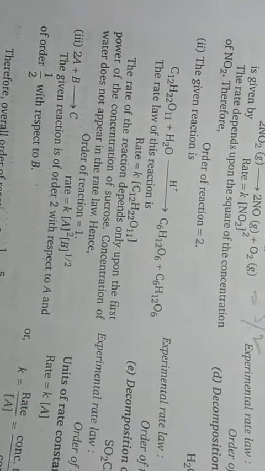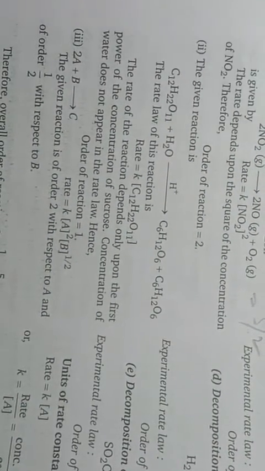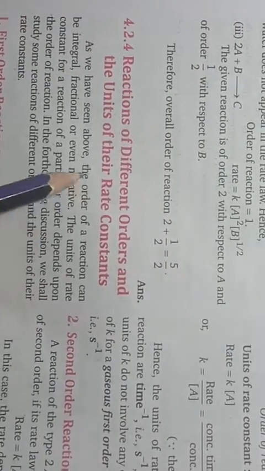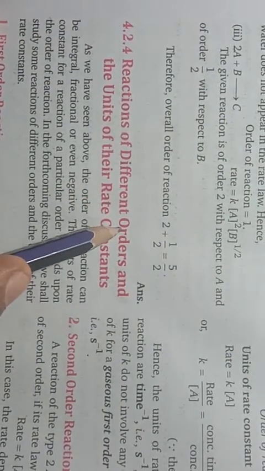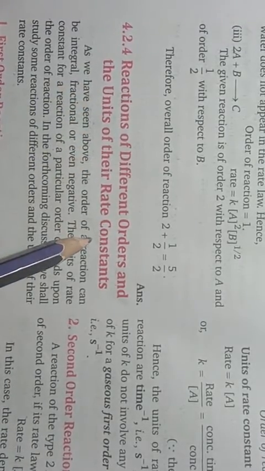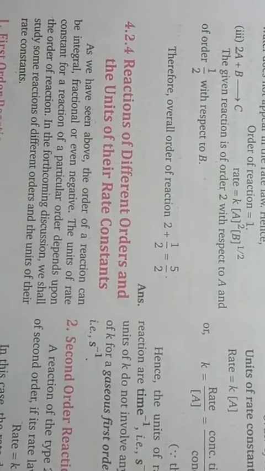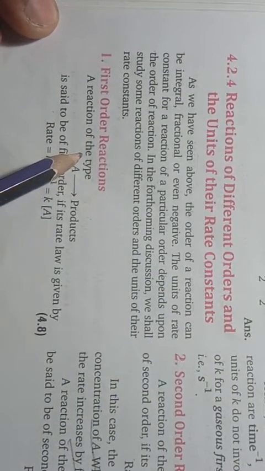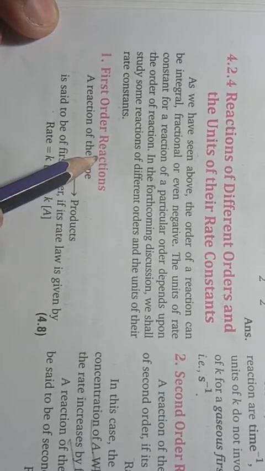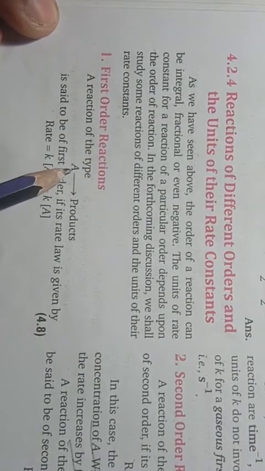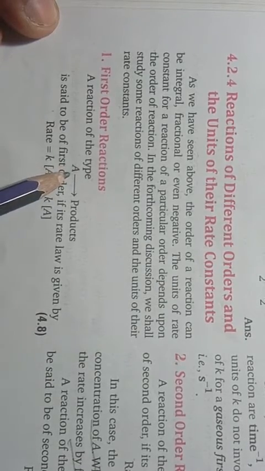Okay students, the next heading is classification of reactions on the basis of order of reaction and units of the rate constant. On the basis of order of reaction, the first is first order reactions. These are the reactions in which the rate of the reaction depends upon only one concentration.